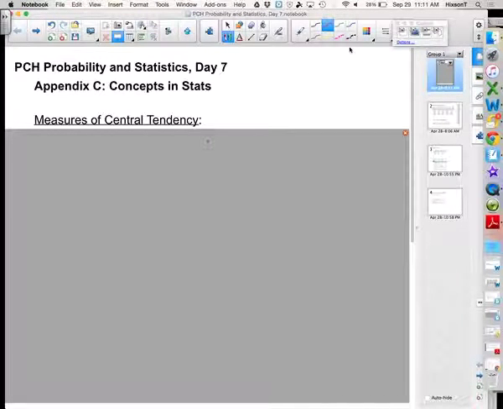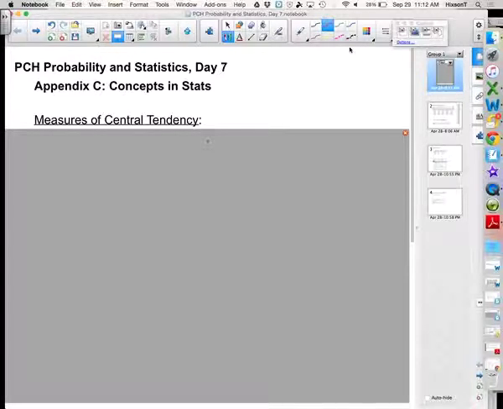Okay, so we're actually going back to the appendix in your book to look at some basic statistics. First of all, we're looking at what's known as descriptive statistics here. These are statistics that are used to describe a population or describe what's going on, okay? And I said this lesson is a little bit short because you have all worked with measures of central tendency before.